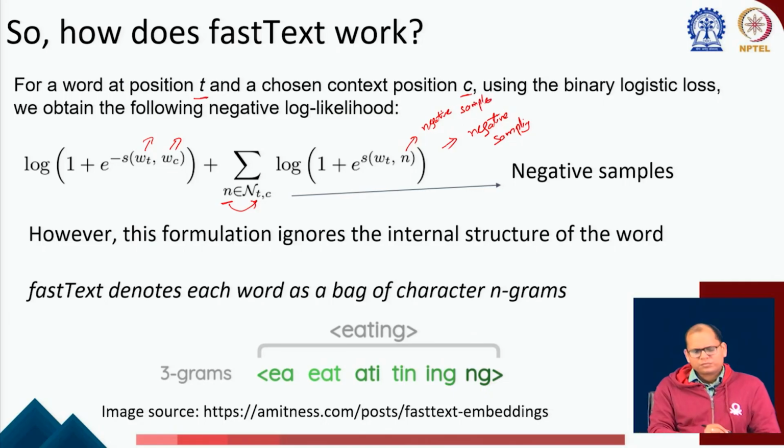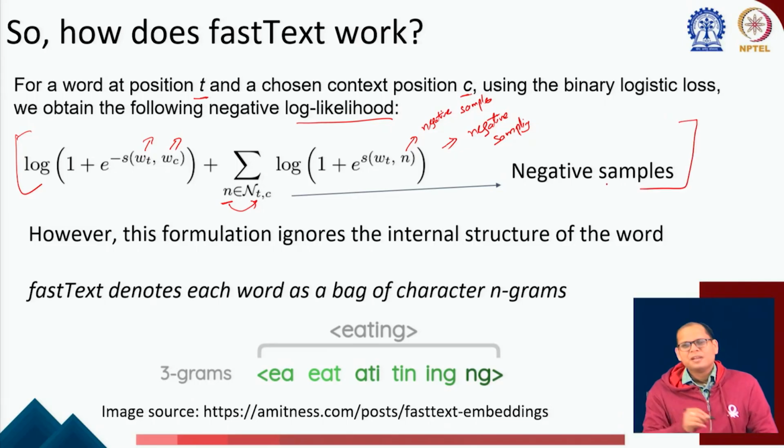So you remember this particular objective function. This is the log likelihood, the function that we discussed in the previous lecture. It's very similar. Now what is the new thing that we are doing here? The point is that I am not using the internal structure of the word. Here WT and WC are just tokens. I don't care about the internal structure. Now what FastText does, it says why don't I use the internal structure to make it much stronger.